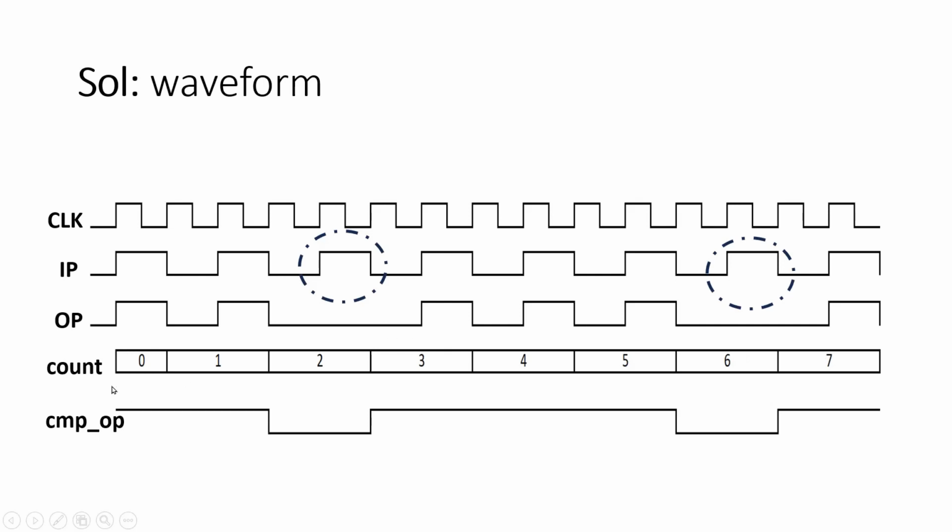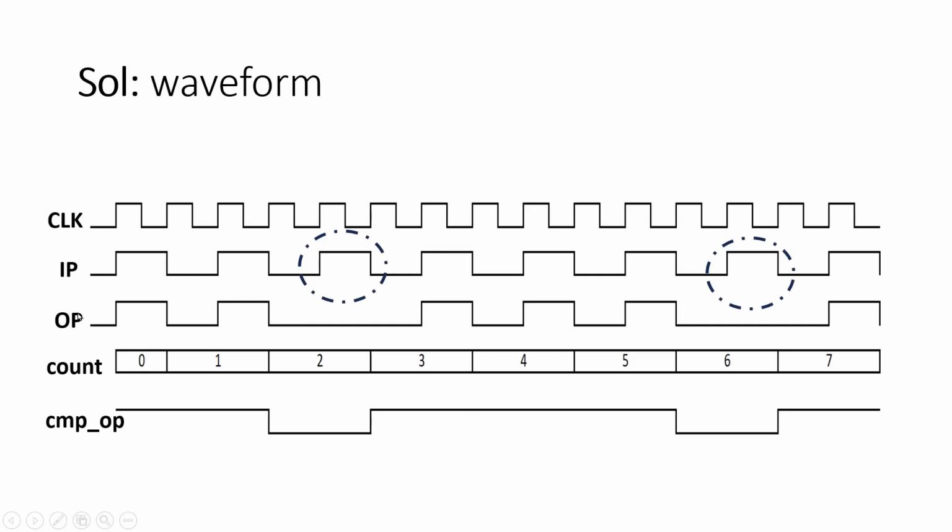Now I have to generate comp_op, one output signal which will depend upon the counter value. Whenever the counter is 2 and 6, that is n minus 1, so n was 3 here, n minus 1 is 2. At position 2 I will make it 0. Similarly n is equal to 7, so n minus 1 is 6, so we will keep the signal low, 0, otherwise the signal will remain high.